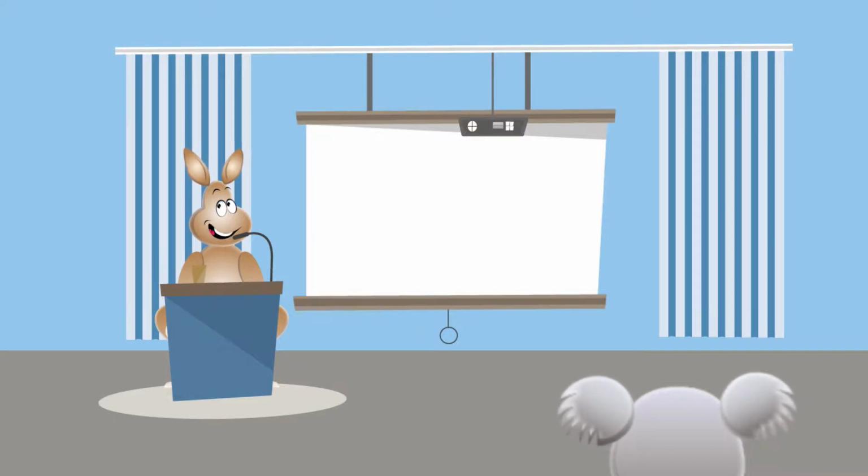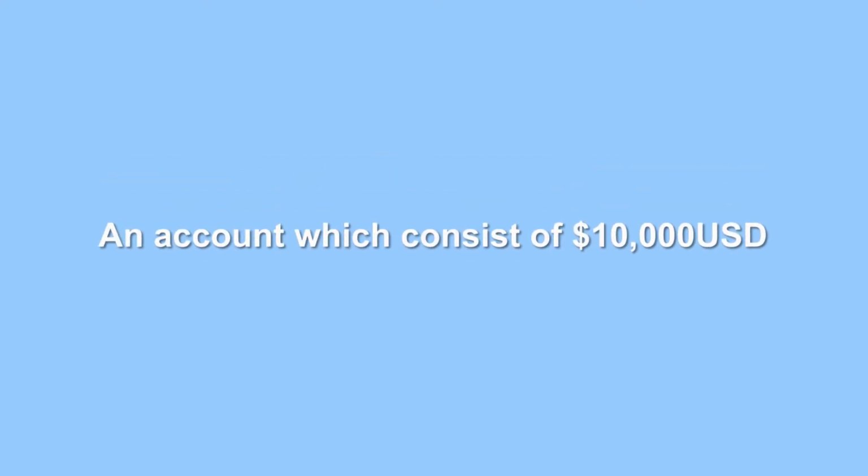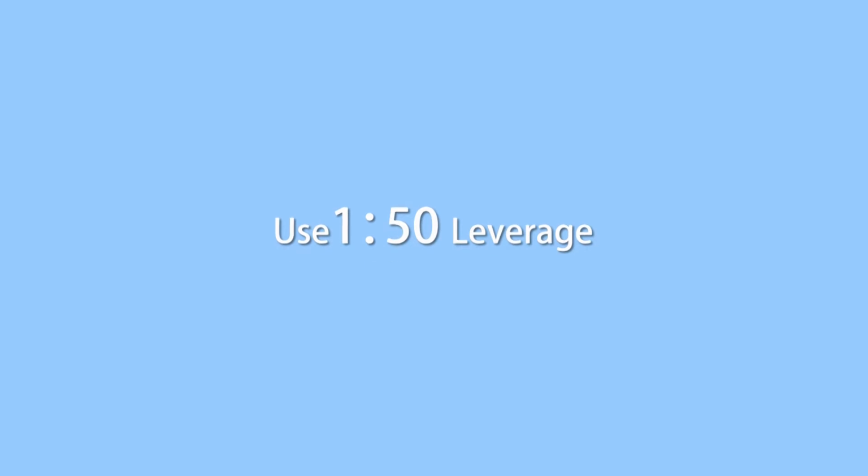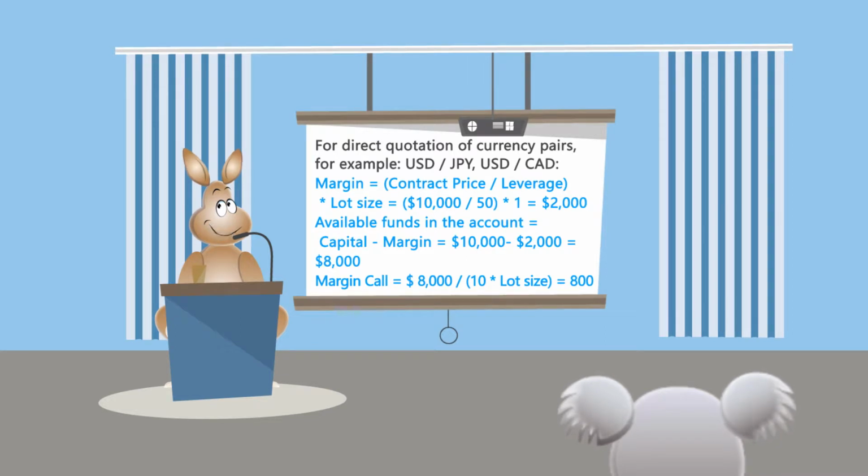Let's say an investor has an account which consists of $10,000 and uses 1 per 50 leverage for one lot of transaction. For direct quotation of currency pairs, for example, USD by JPY, USD by CAD, margin is equal to the value of the contract divided by the amount of leverage, which is then multiplied by the lot size. So, in this example, the calculation looks like this. Margin equals contract price by leverage times lot size equals 10,000 by 50 times 1 equals 2,000.